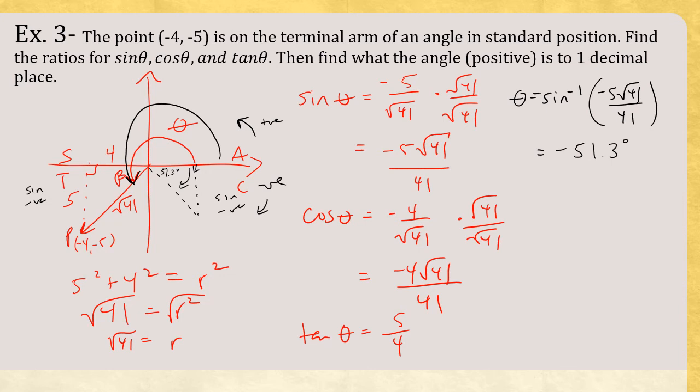And if you remember from the Bowtie rule, so I'll redraw it up here, all of those little angles are all the same. So if that's 51.3, this is also 51.3. We'll come back to that. Let's try cos. Theta equals cos inverse negative 4 root 41 over 41. Let's see what happens.